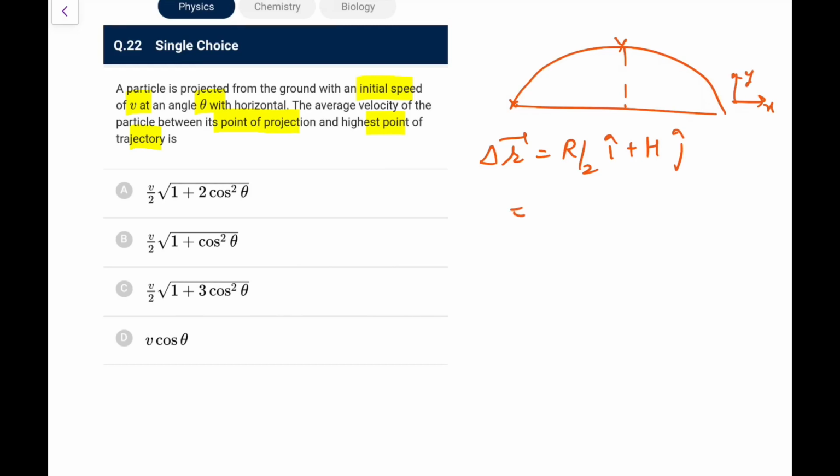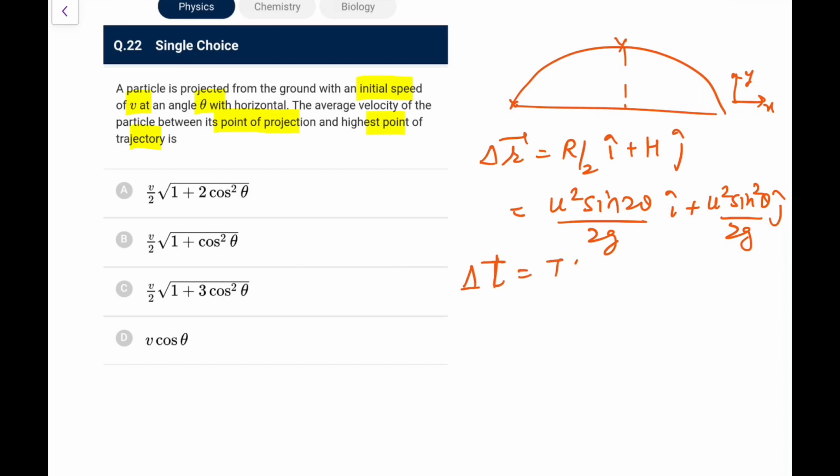And R by 2, what I can write it as, that was 2 ux uy by g, or let's say u square sine 2 theta. So u square sine 2 theta by 2g, that would be the thing. And h is u square sine square theta by 2g j cap. And the time taken, delta t would be T by 2, you know, is u sine theta by g.